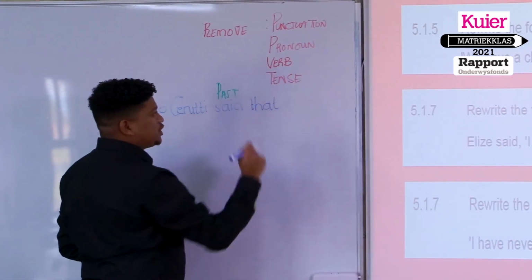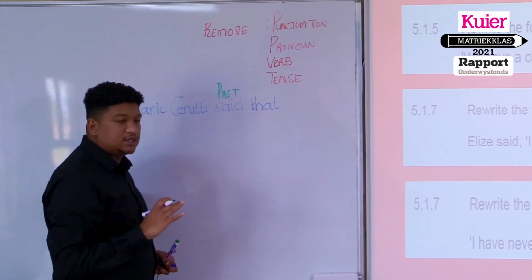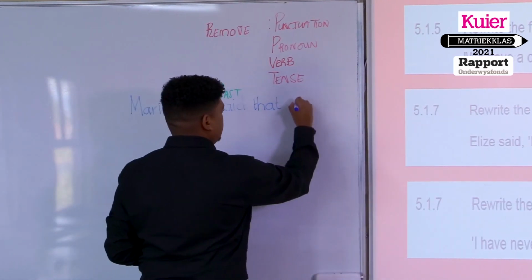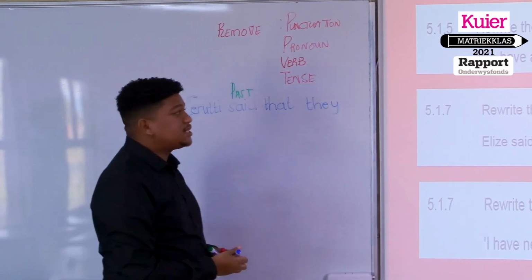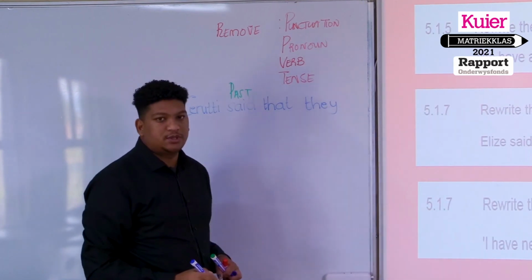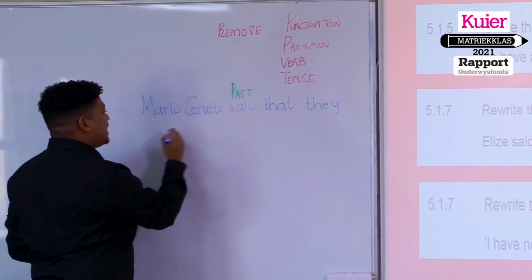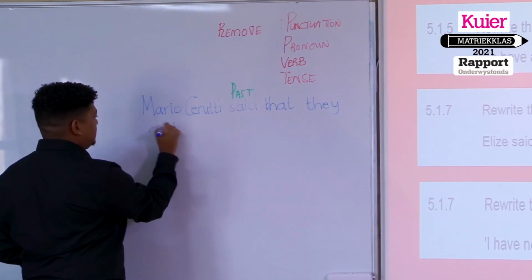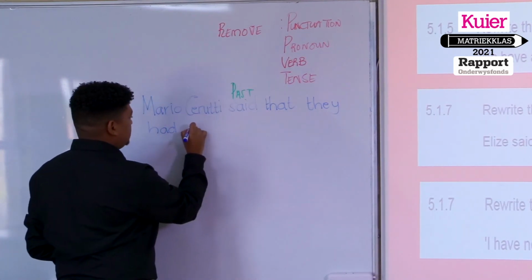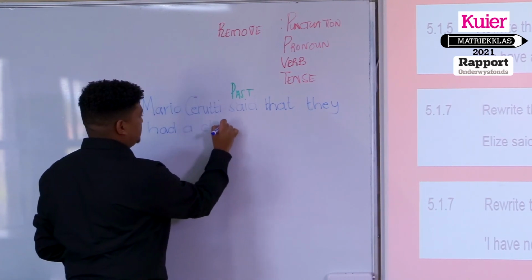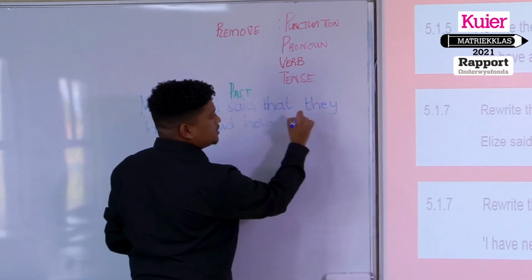Next step, I need to change my pronoun. So I cannot keep it as we. I cannot. So it becomes they. Because they, plural form. Right? Now the sentence says, we have a cloud. But past tense. So Mario Cerruti said that they had. I apologize for my coughing, right? That they had a cloud hovering over their heads.